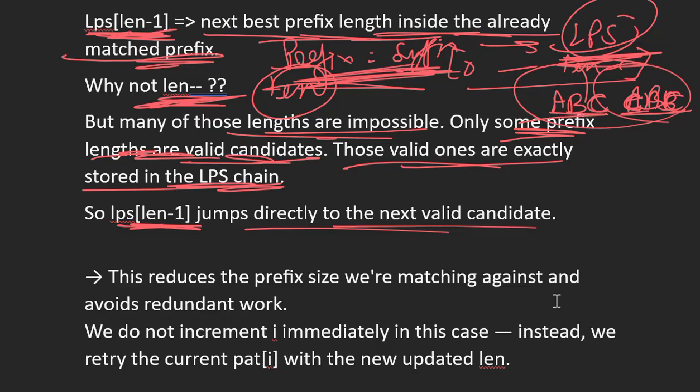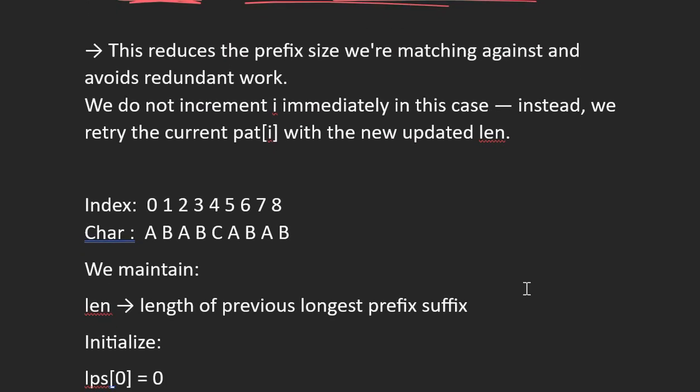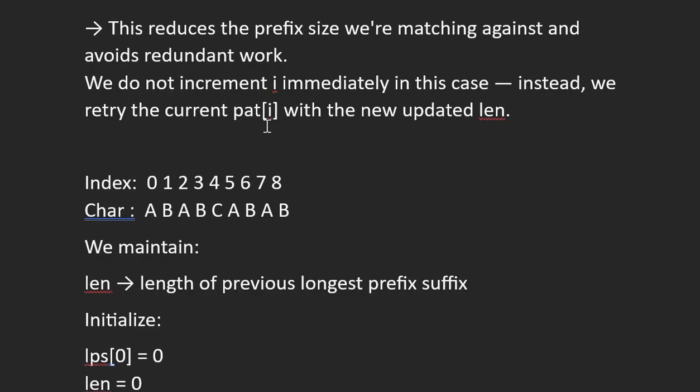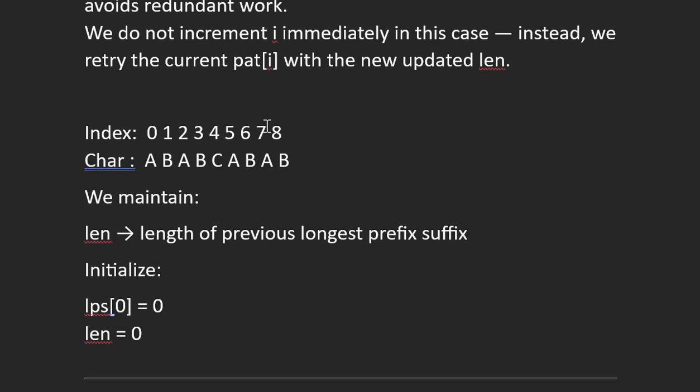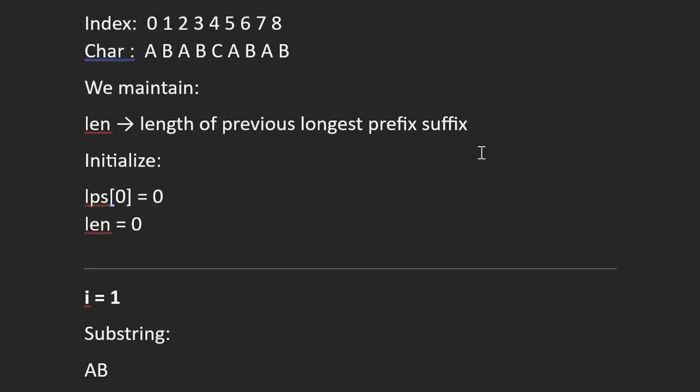So how is this helpful? Basically this reduces the prefix size we are matching and avoids some redundancies. And in this case we don't increment i immediately. Instead we retry the current pattern with the new updated length. So let's understand this algorithm with a proper example.